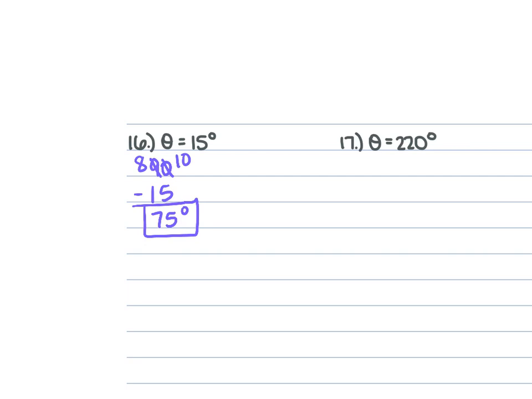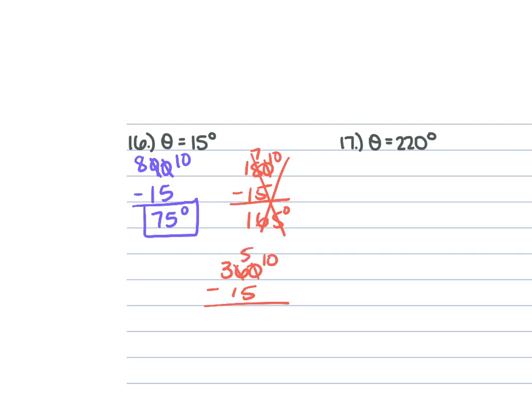Think about it. If you did 180 minus 15, this would become a 10, this becomes a 7. So 5, 6, 165. That's not an acute angle. And then if you went up from there, that 360 minus 15, it's the same thing. This becomes a 10, this becomes a 5, so 345, that's not an acute angle either. So neither of the 180 or the 360 for this instance will work.